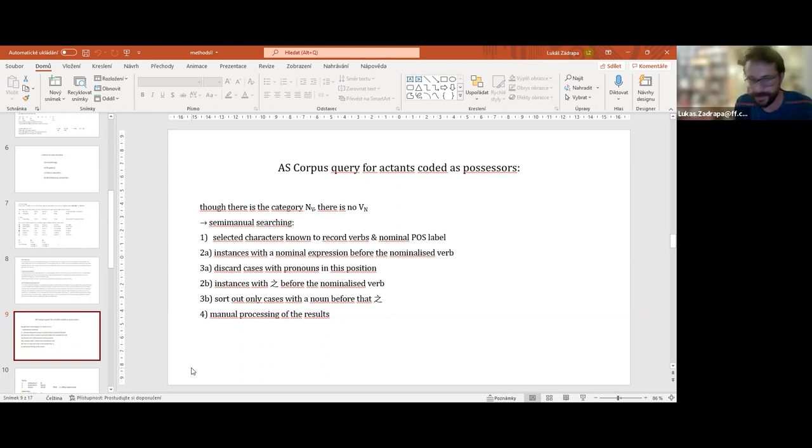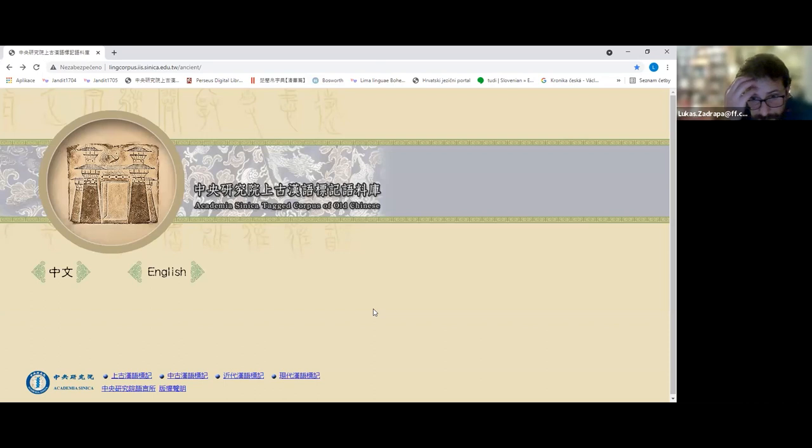I do not know of any corpora of classical Chinese that would allow us to do this automatically. As I told you last time, this is the best thing I think we have, but it is tagged only for parts of speech, and not, for instance, for syntactic roles. So I will show you the process. This is the corpus of Academia Sinica, the Academia Sinica Tagged Corpus of Old Chinese.